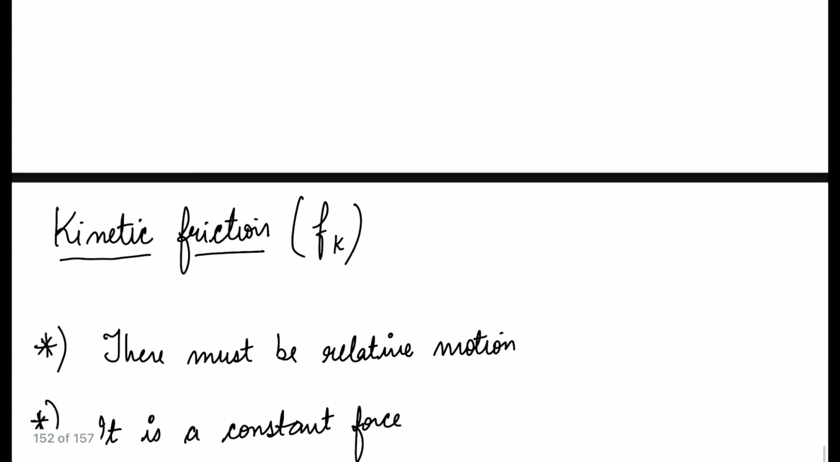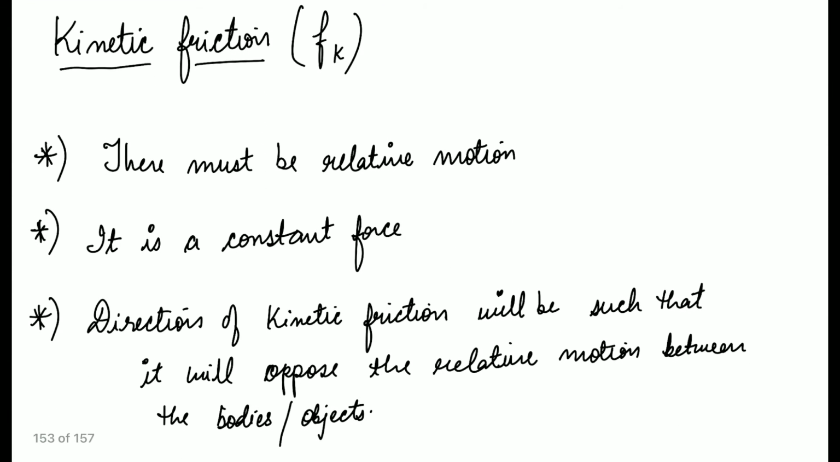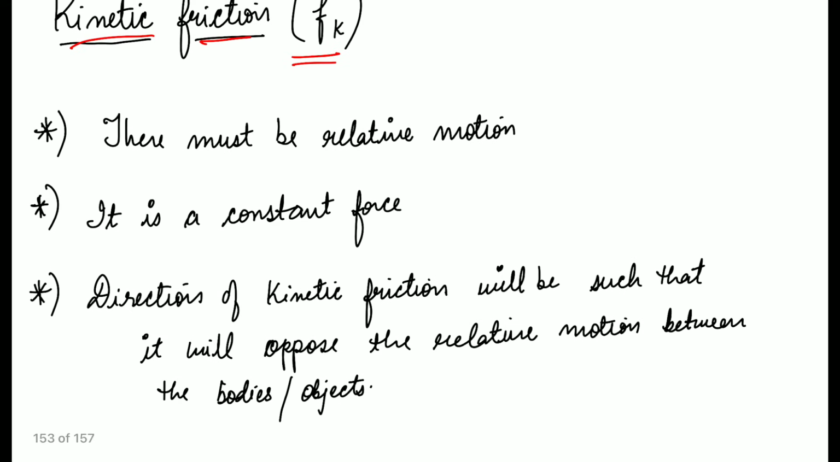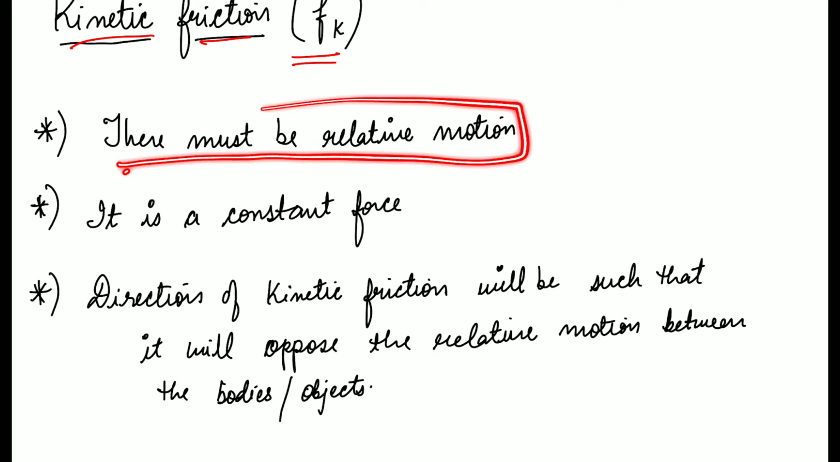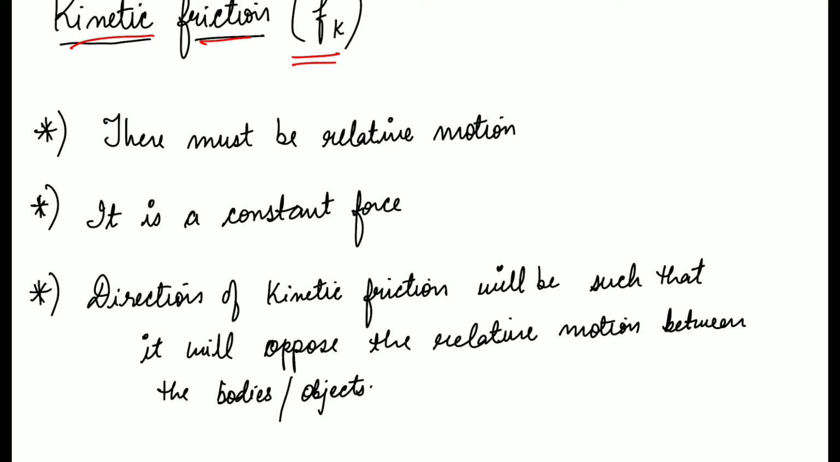Let's try to understand these frictions in detail. Let's start with kinetic friction, which is represented by small f k. Let's understand the conditions under which kinetic friction will be applicable. Number one, there must be relative motion. So kinetic friction will only happen when there is relative motion. It is a constant friction force. Very important, it is a constant force.